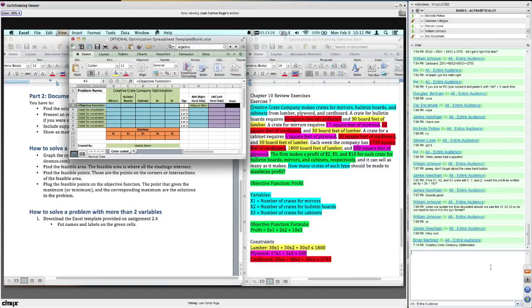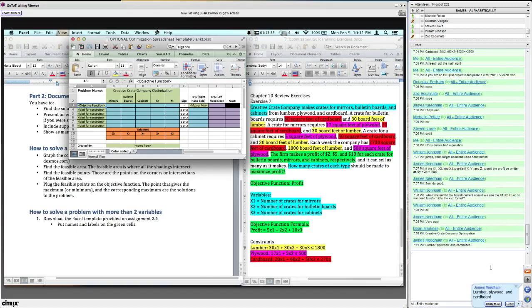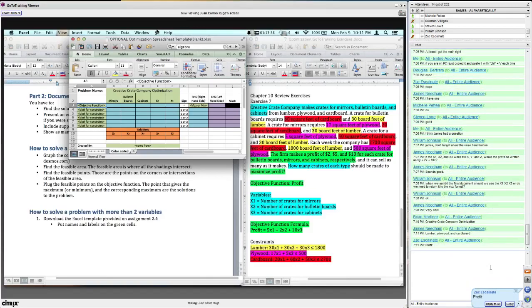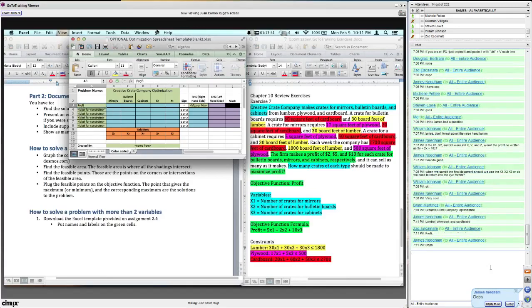Then, what is the objective function? James? Okay, thank you, Zach. Profit. The objective function is profit. Then we have to use the constraints. And as James said, this is going to be lumber. This is going to be plywood. And this is going to be cardboard. Okay. Actually, we don't need this, and we don't need this. We don't need this variable, and we don't need this variable. Here, what are we looking for, max or min? Well, actually, we're looking for the maximum.